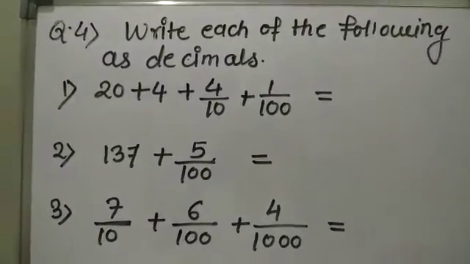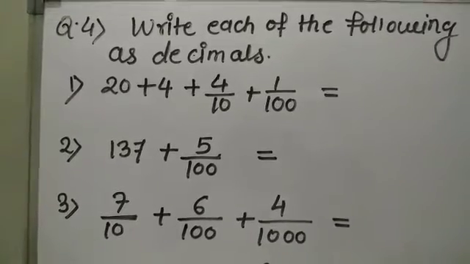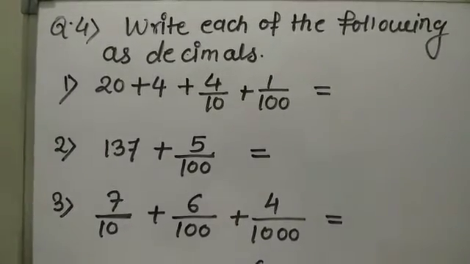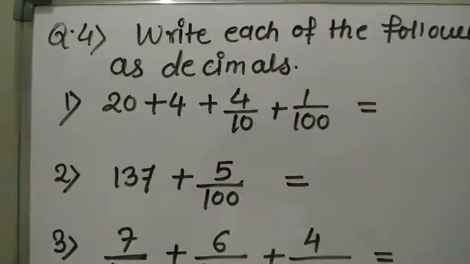Now children, come to question number 4. Write each of the following as decimals. Here you can see the numbers are given in the expanded form and we are asked to write them in decimal. So let's see how to write.